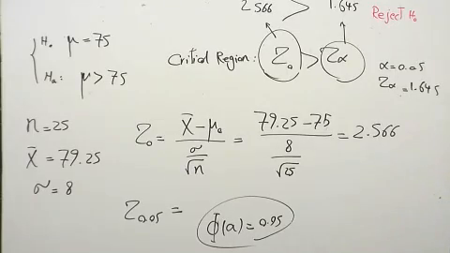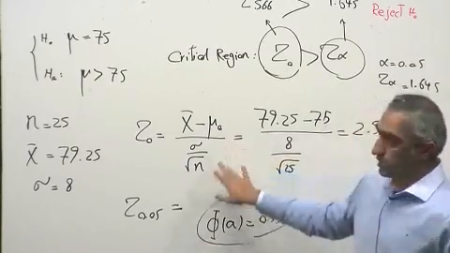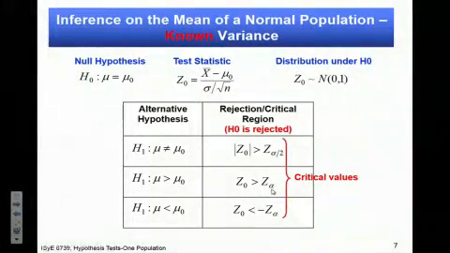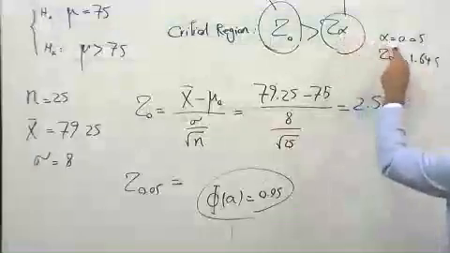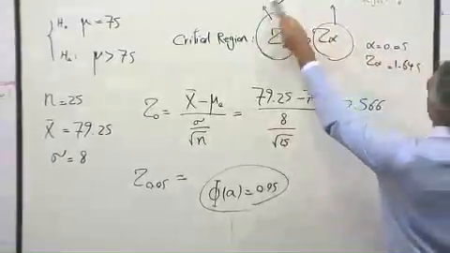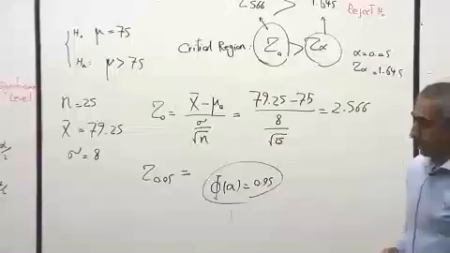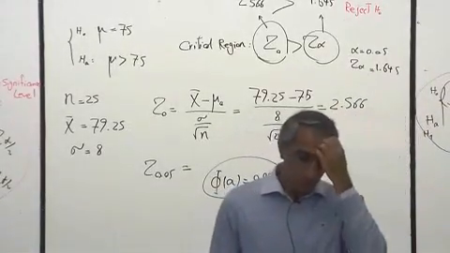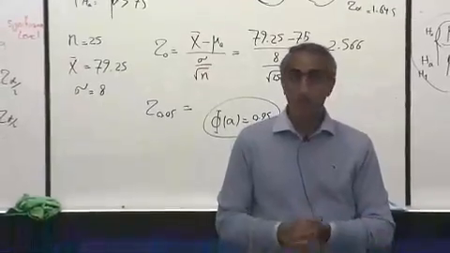Okay? Again, we calculate Z0 based on what you have here. The critical region is Z0 greater than Z alpha. So Z0 is 2.566, Z alpha is for 0.05. Z0 is greater than Z alpha, so reject H null. And mu is basically, the mean time exceeds 75. Any questions?